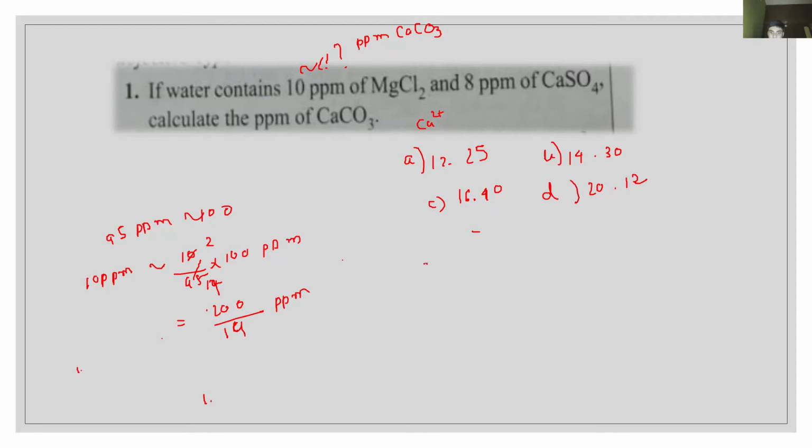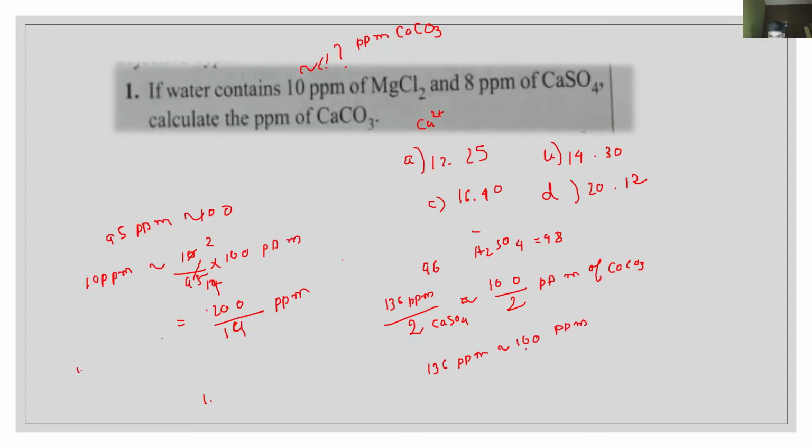Now second one, for CaSO4, what is the weight of SO4? Quickly, 96. How 96? H2SO4 we know is 98. We have read it in many places. 2 minus for hydrogen, so it is 96. 96 plus calcium 40 is 136 ppm, by 2. Why 2? The N factor of CaSO4 is 2. It is equivalent to 100 by 2 ppm of CaCO3. So 136 ppm is equivalent to 100 ppm. How much will 8 ppm be equivalent to? Unitary method you have done in class 2. You have started doing it from class 2, I guess.